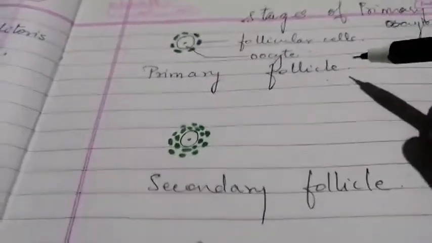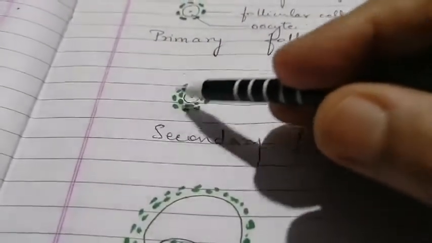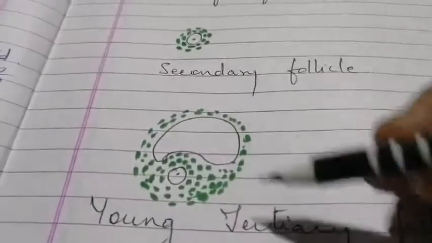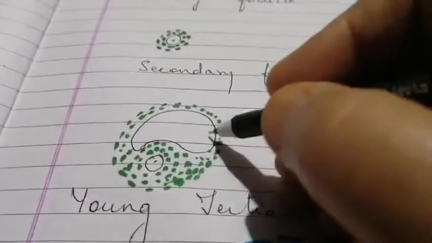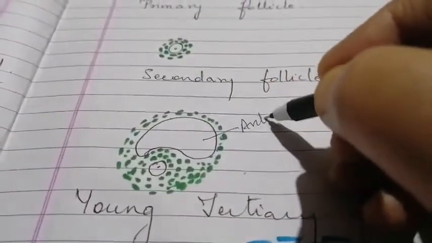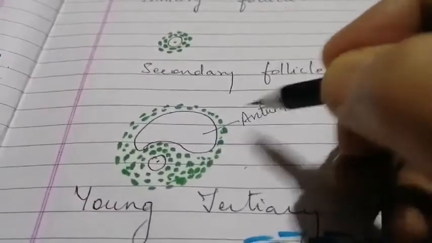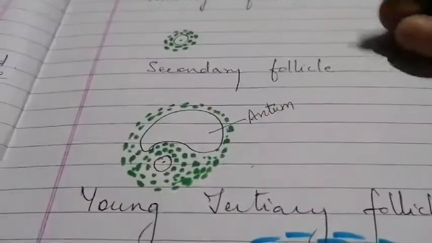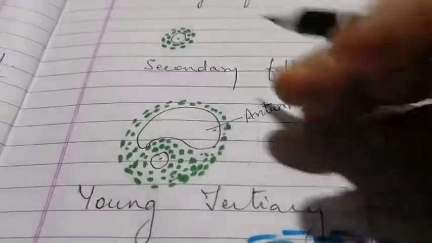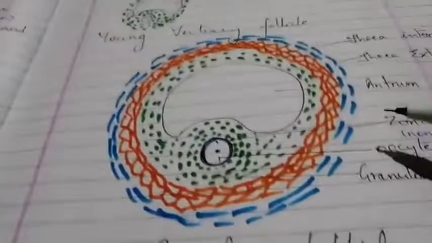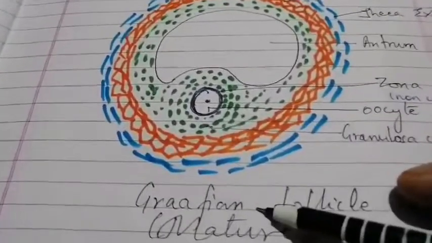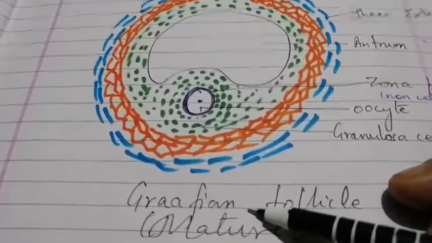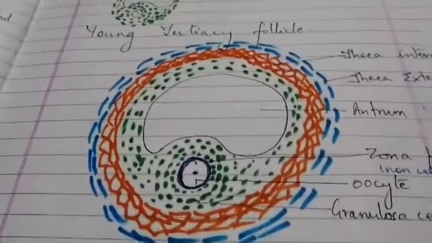So after the primary follicle, the secondary follicle grows more follicular cells, and this is your tertiary follicle. Now this is your antrum. The antrum is a cavity created inside the follicle, which is filled with liquid. Now this is your fully grown mature Graafian follicle. We call it Graafian after the name of the scientist who discovered it, and it is a mature follicle.